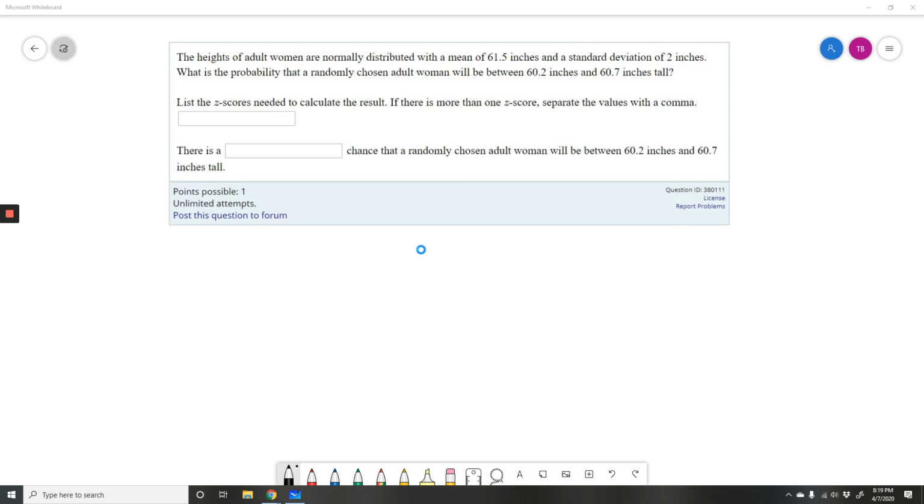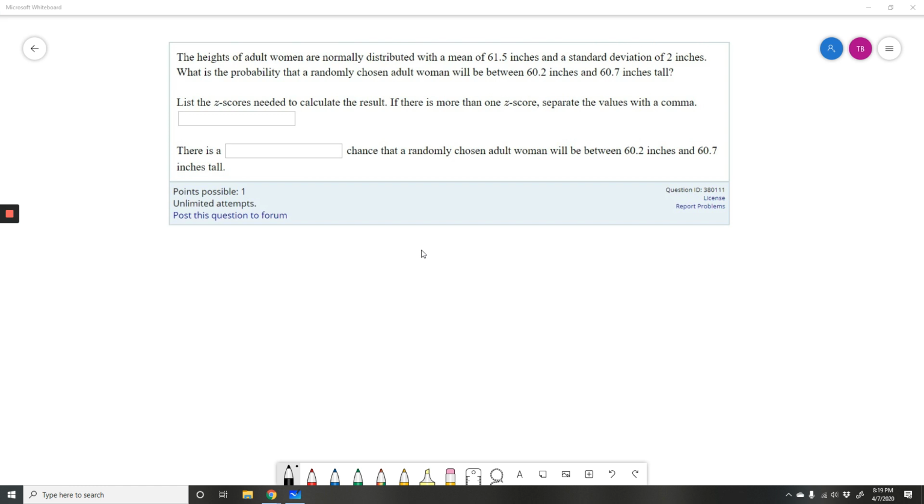The heights of adult women are normally distributed with a mean of 61.5 inches and a standard deviation of 2 inches. What is the probability that a randomly chosen adult woman will be between 60.2 inches and 60.7 inches tall? List the z-scores needed to calculate the result. If there's more than one z-score, separate the values with a comma, and then we want the final probability. So we're going to approach this similar to how we approached the last problem.